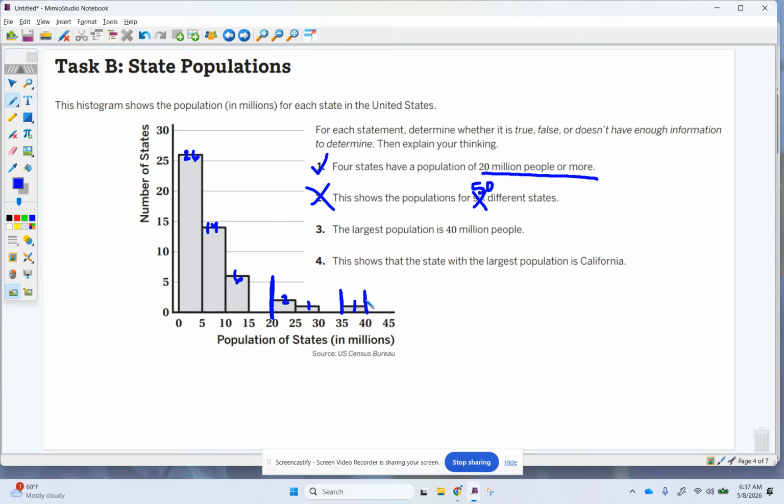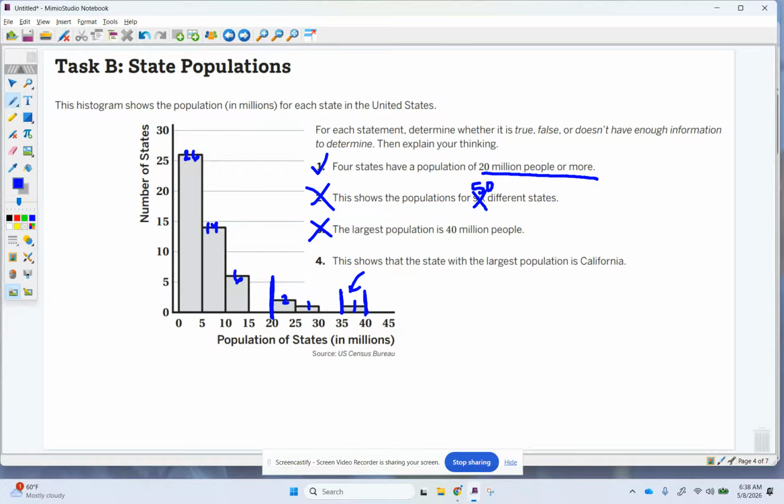We know that it's between 35 and 40. We just don't know where. It's not specific enough. It's not that it doesn't have enough information, but it's just the way the histogram is. You don't know. It's somewhere in here. So I'm going to say that one's false. But this shows that the state with the largest population is California.